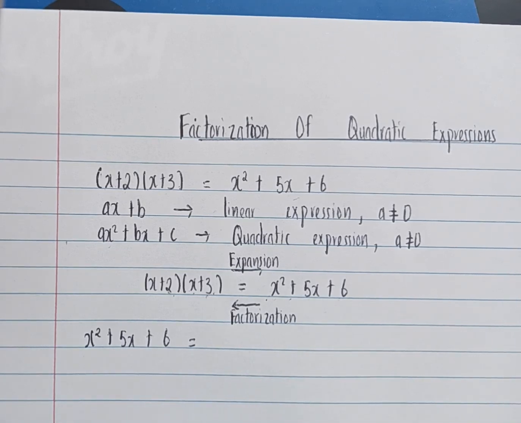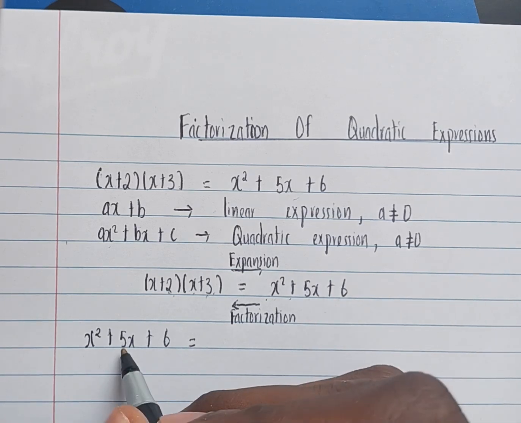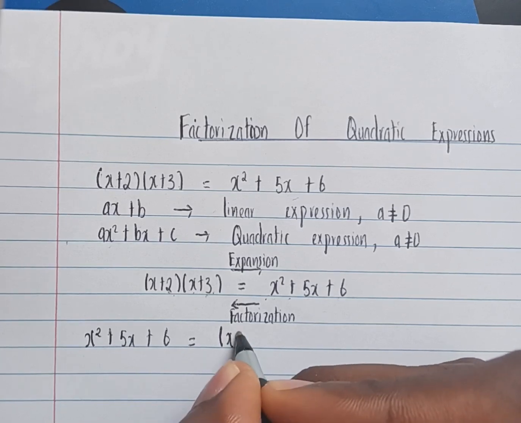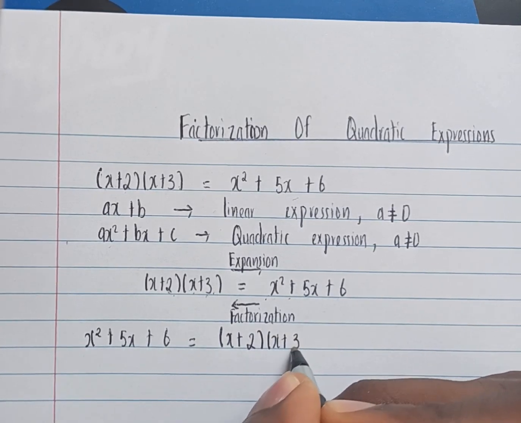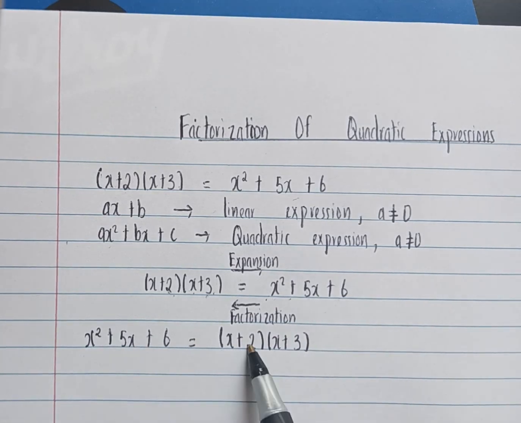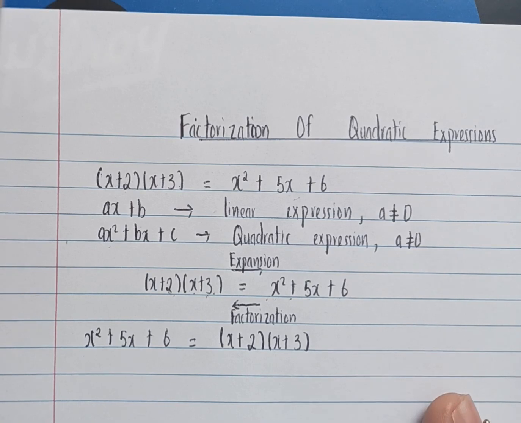So automatically I think of 2 and 3. 2 times 3 gives 6, and 2 plus 3 gives 5. So I have something like x plus the first factor 2 and x plus 3. So that's how I move from here to here, and I factorized this quadratic expression.